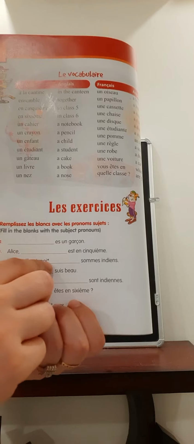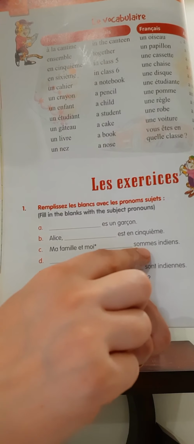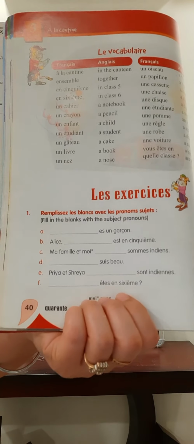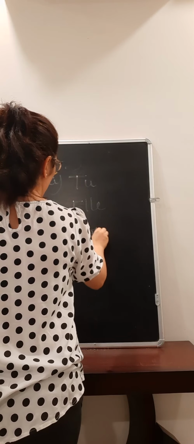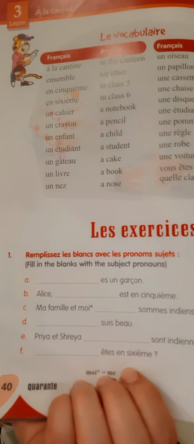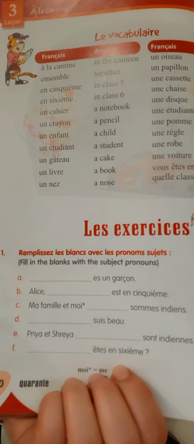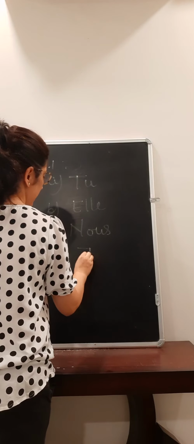Then, ma famille et moi, nous sommes indiens. Sommes always comes with nous. So the third answer is N-O-U-S, nous. Then, blank suis beau. I am handsome. So I is always je. Suis comes with je, means I. So you have to write J-E, je.